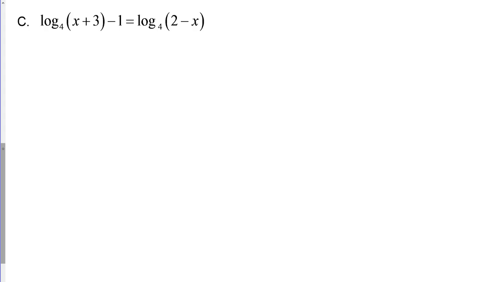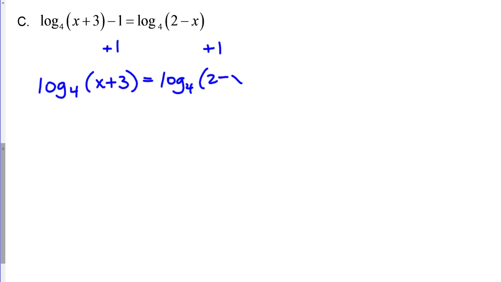I'm doing this because of that constant 1. So what I can do is I can add 1 to both sides. That's perfectly permissible. So I would have log base 4 of x plus 3 equals log base 4 of 2 minus x, plus 1. So I've just moved the 1 to the other side.